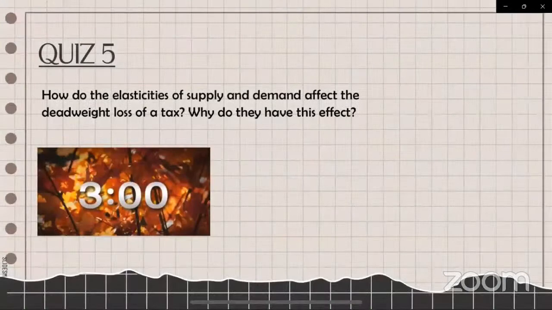Now we come to the fifth quiz. The rules are still the same, guys. You still have 3 minutes to answer it in the chat box. The question is, how do the elasticity of supply and demand affect the deadweight loss of a tax? Why do they have this effect? You can answer it. Start from 3, 2, 1.